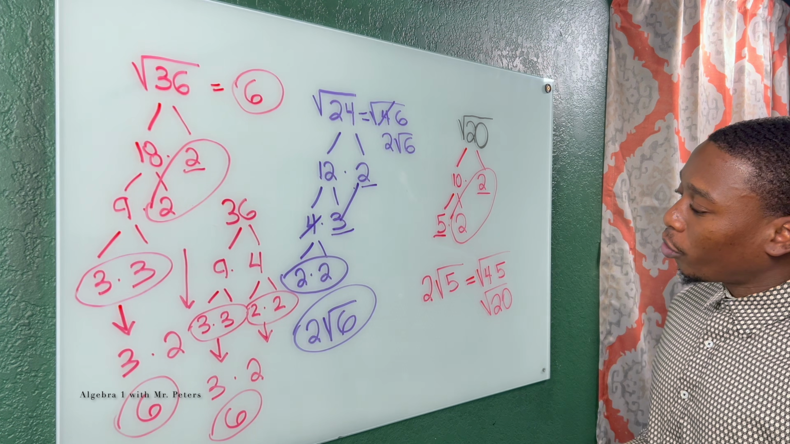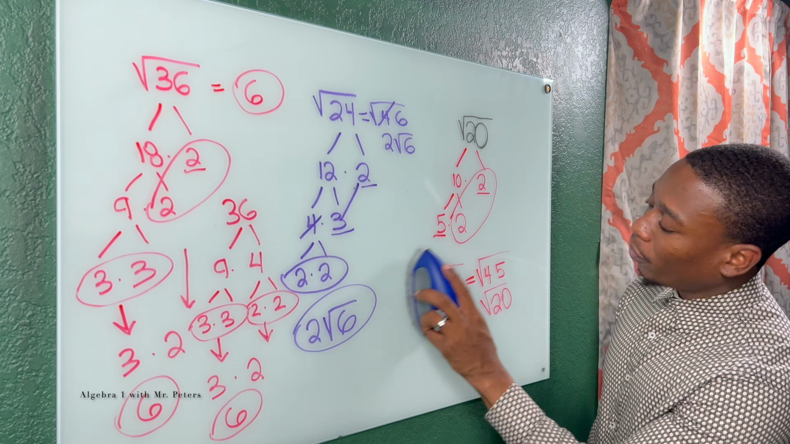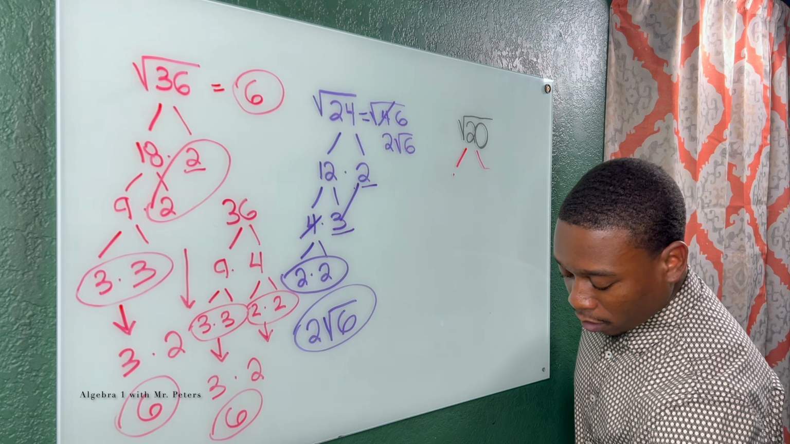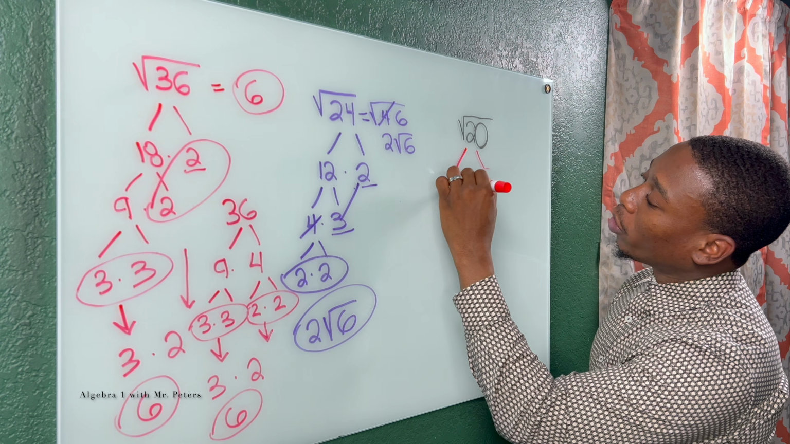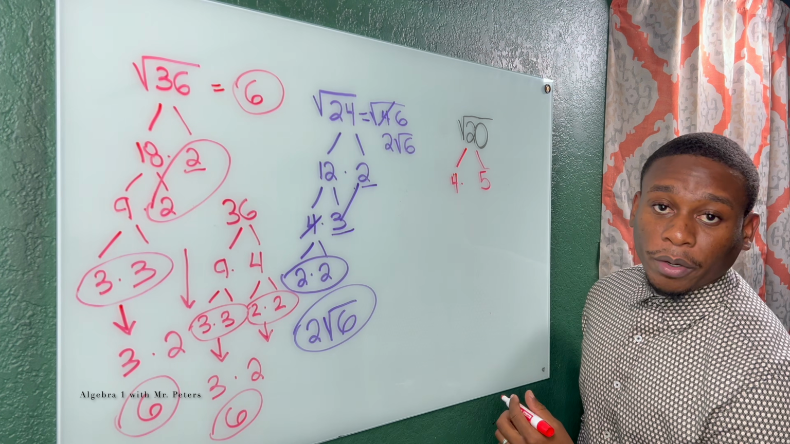Now, if we did it another way, right? Let's say we use different numbers. Let's say we used 4 times 5. We used the perfect square.